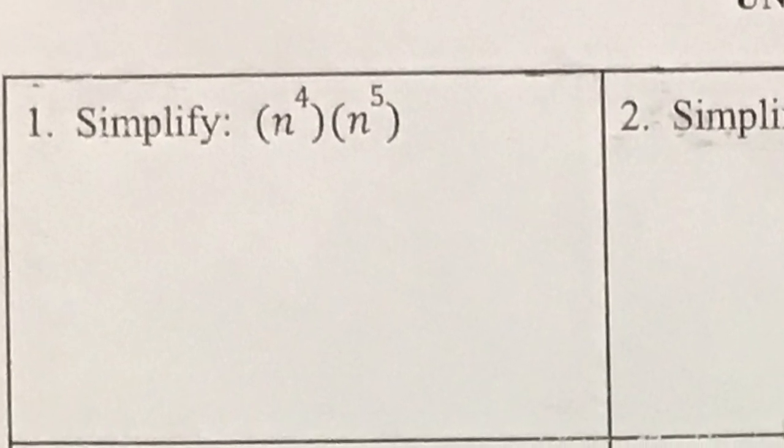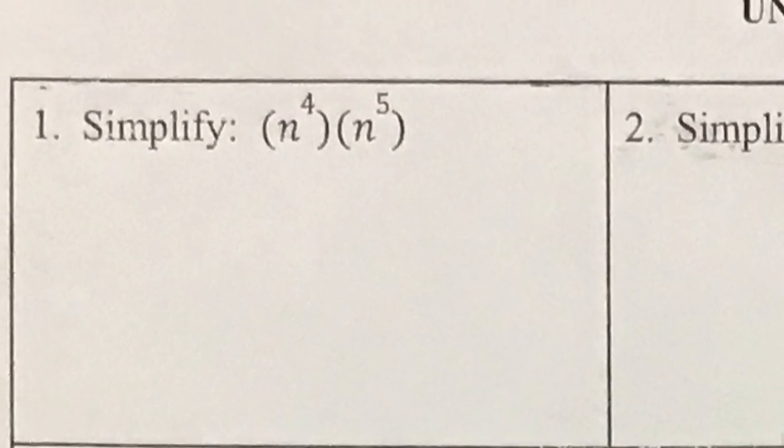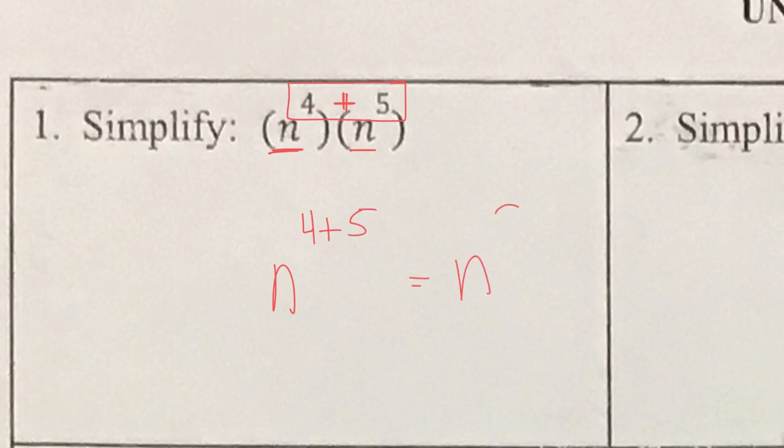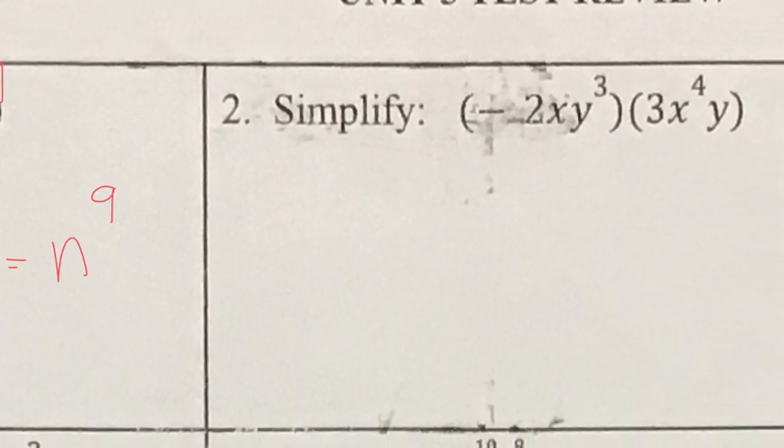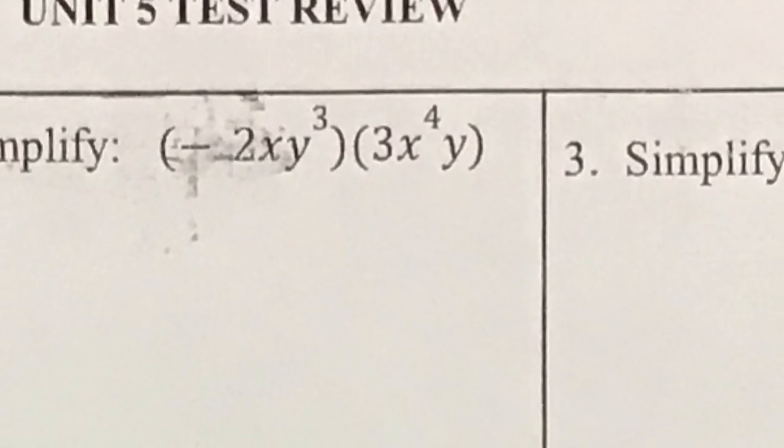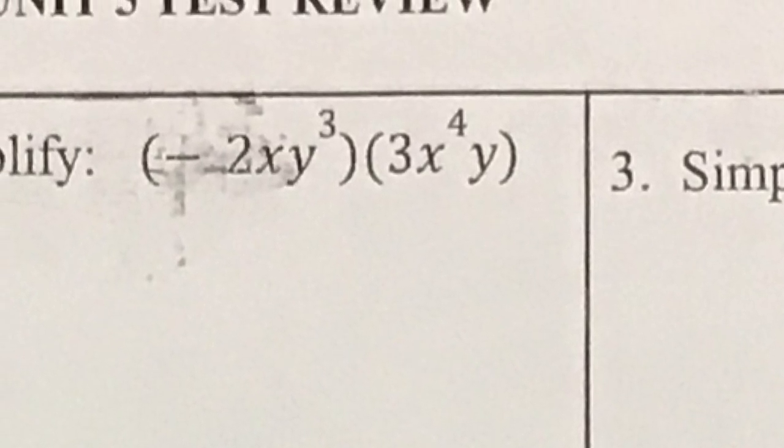So let's look. What operation are we going to do to our exponents here? What is the operation? It's either add, subtract, multiply, or divide. So what are we going to do? We're going to add them together. Anytime we have multiple letters, we are adding their powers together. This is n to the 4 plus 5, which is n to the 9th power. Anytime we have multiple bases, we are adding their powers together.